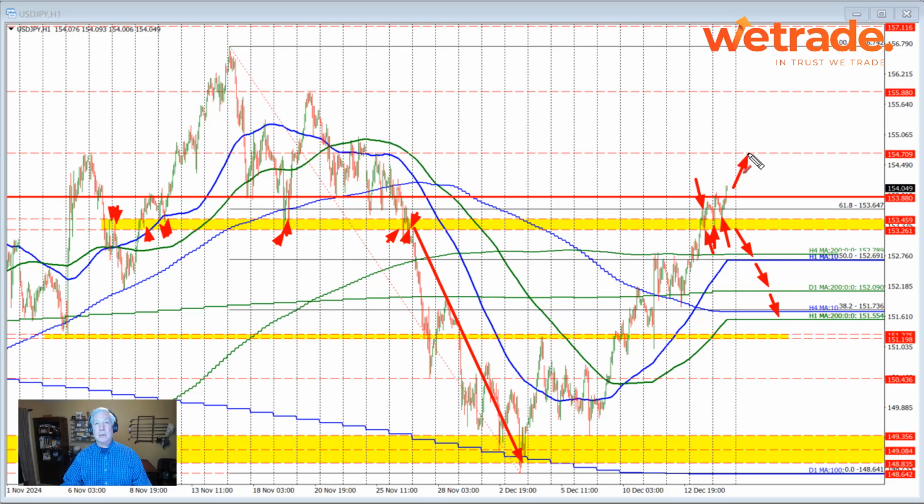The next target comes in against this high right here, which comes in at 154.71. Getting above that level opens the door for further upside momentum. Do we retrace all of the mid-November to December low and go all the way back up to 156.74? As long as we stay above these levels below, the bias remains more to the upside.